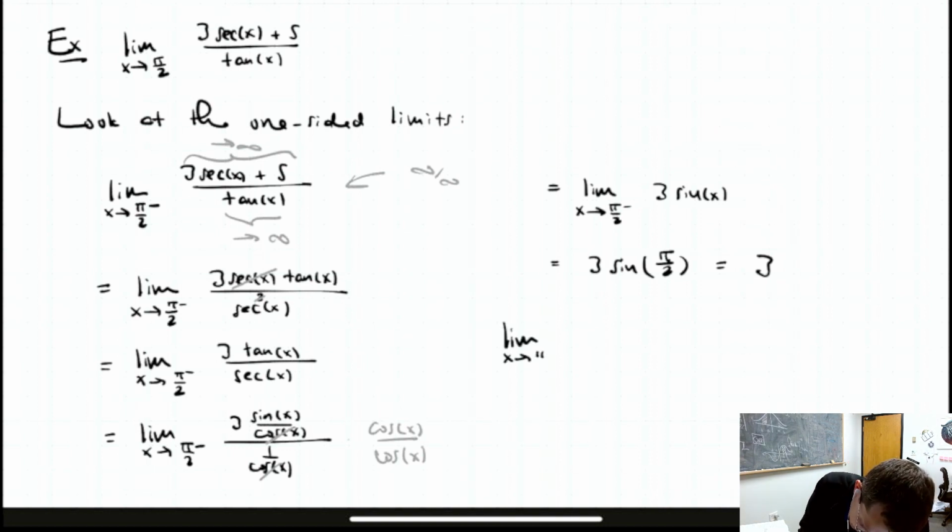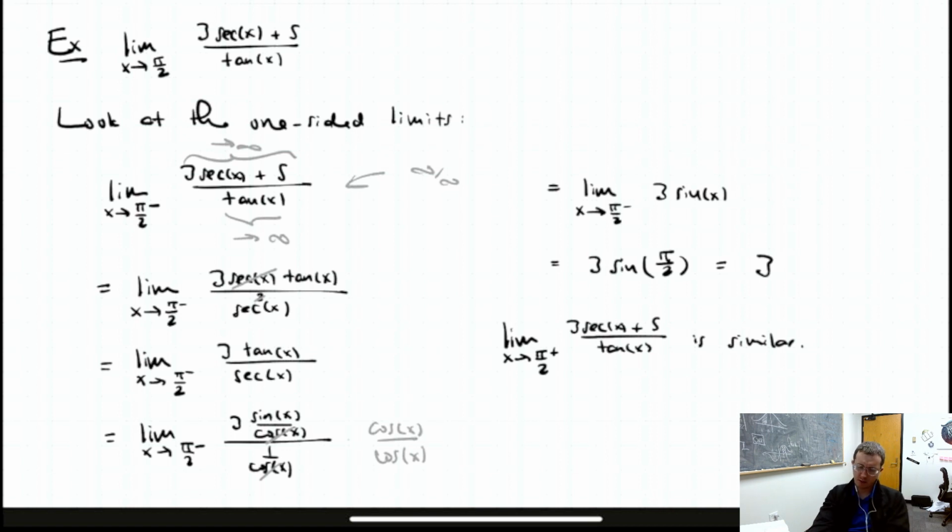Now I'm just going to claim that the other limit is similar. I will leave this for you to think through the details, but I believe what happens is you just get negative infinity over negative infinity, so you can still use L'Hopital's rule, and then the calculation should look exactly the same.